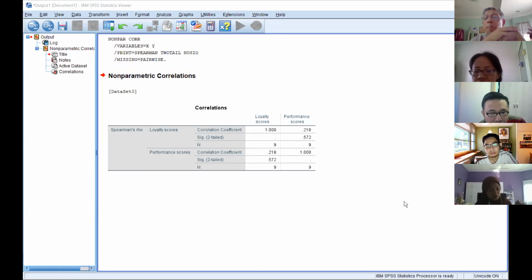That is A. B, what would be the alpha set in this analysis? What should be the alpha set in this analysis? What is the confidence level for this analysis?